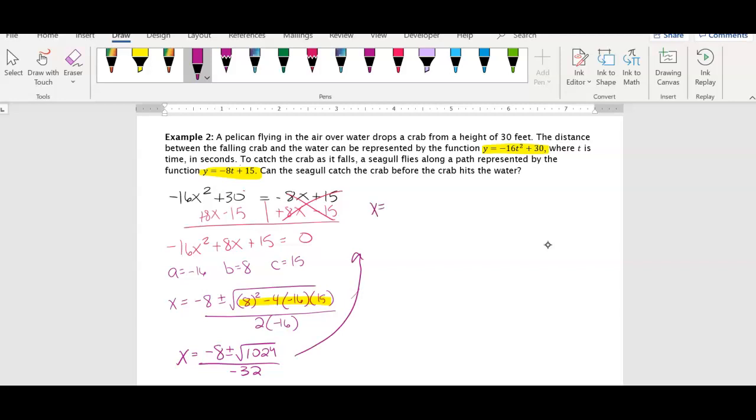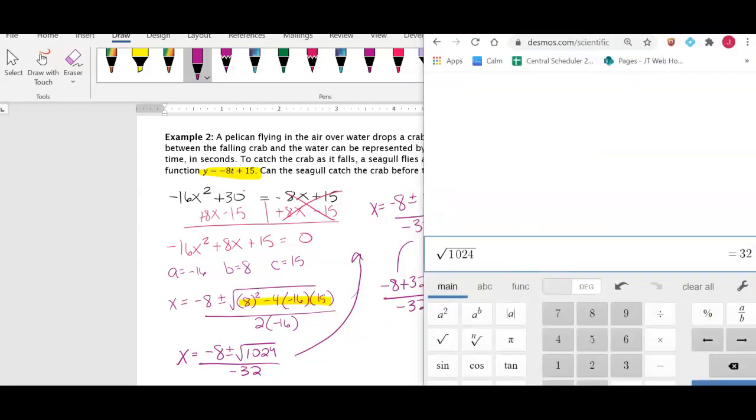So I'm going to write x equals negative 8 plus or minus 32 divided by negative 32. And now I can split this up into two separate problems. Negative 8 plus 32 divided by negative 32, and negative 8 minus 32 divided by negative 32. So I'm going to put those in the calculator because they're kind of big numbers. And I'm going to use that a over b button. So I got negative 8 plus 32 divided by negative 32, and I get negative 0.75.